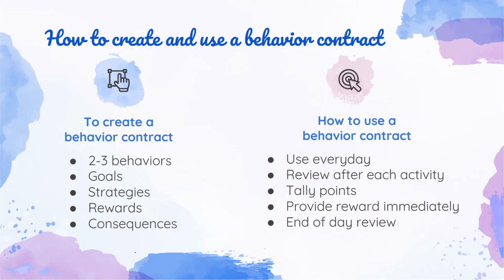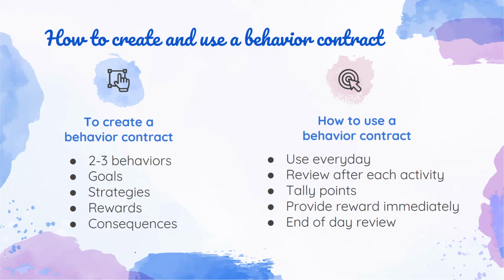With the student, choose 2 or 3 behaviors that you want to change. The goal and strategies would need to be put in place to help prevent the behaviors from happening. We will be discussing preventative strategies in an upcoming video. The consequences of when the behavior contract is not followed and the reward earned if it is need to be laid out ahead of time.